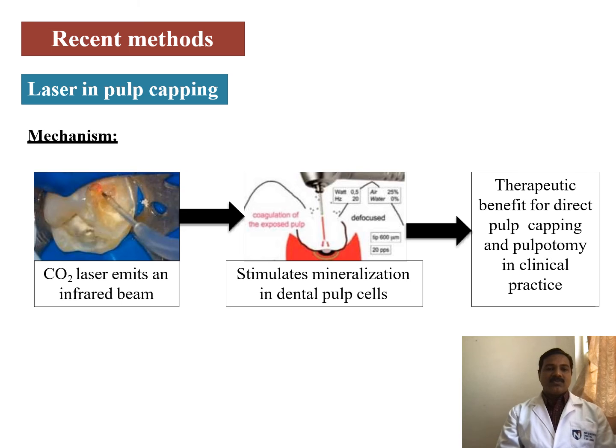Even lasers are used in pulp capping. The carbon dioxide laser, which is a soft tissue laser, can be used. This laser causes coagulation of the superficial layer and promotes healing. So even lasers can be used.